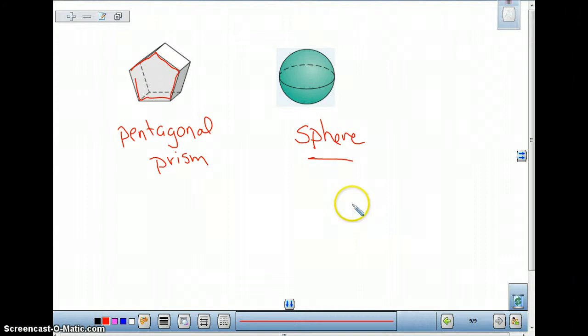Okay, tomorrow, or actually on Monday when we come back from Easter break, we are going to talk about surface area of prisms and pyramids, where you're going to have to be a little bit more careful. But in this case, we're just going to name them.